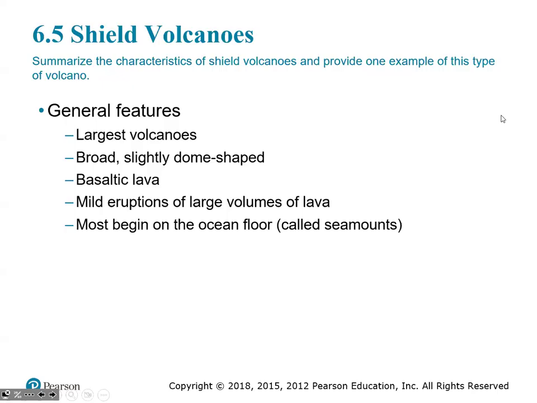They get mild eruptions with large volumes of lava, and they mostly begin on the ocean floor, where they're called seamounts. The Hawaiian Islands are all shield volcanoes. The reason they mostly begin on the ocean floor is that you tend to get more basaltic lava there.